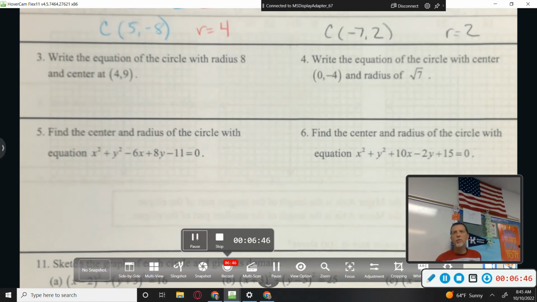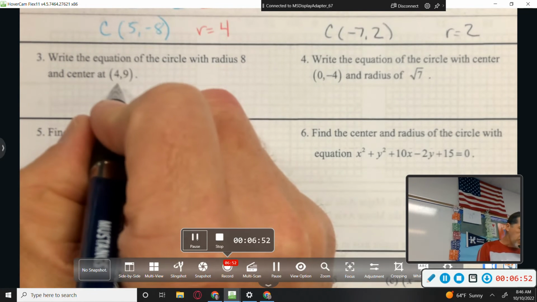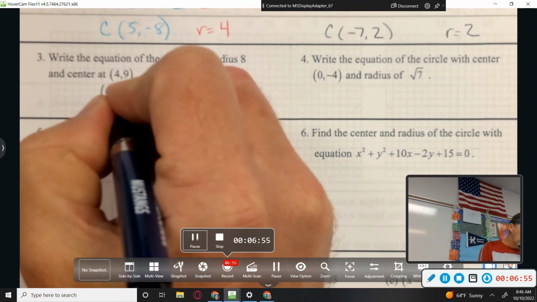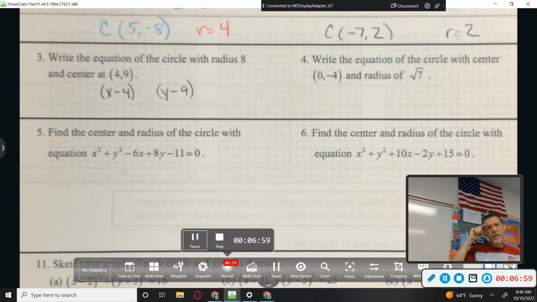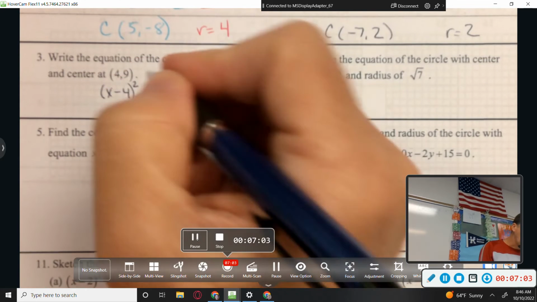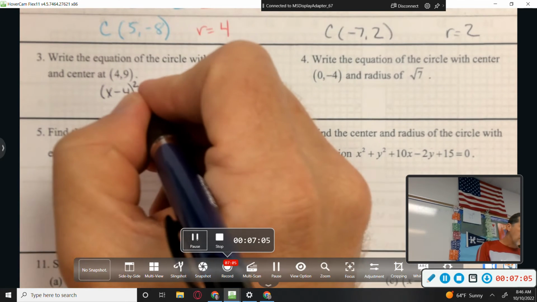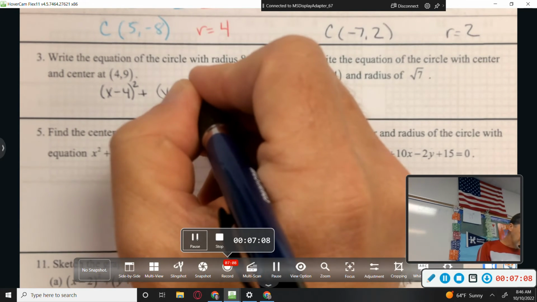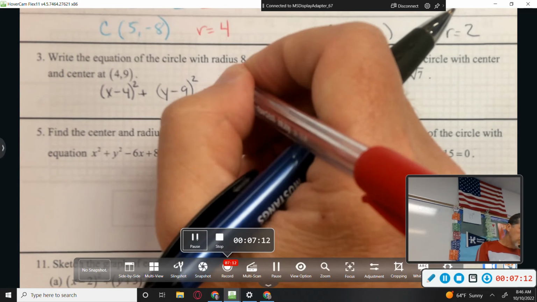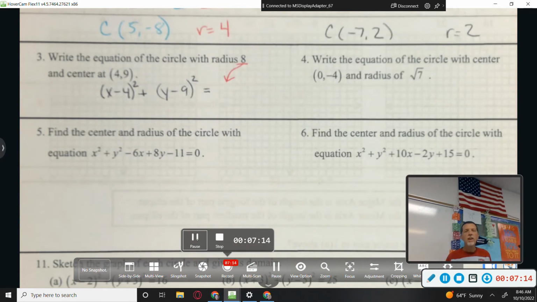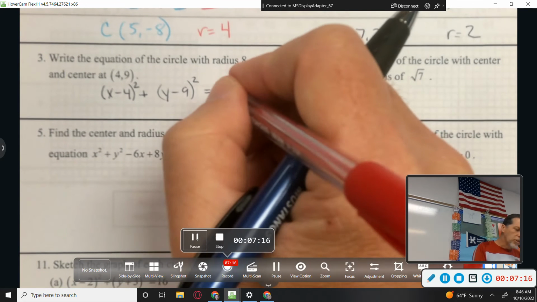Numbers 3 and 4 are sort of backwards problems, meaning we're giving you the answer, we want you to write the equation. If the center is (4, 9), that would be x minus 4 and y minus 9. But don't forget, you still have to match the format, so it's (x minus 4) squared plus (y minus 9) squared equals 64, because it's r squared on the other side.